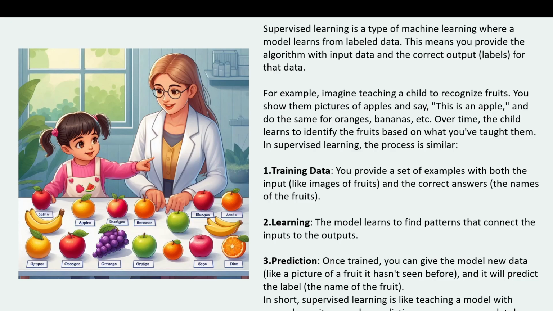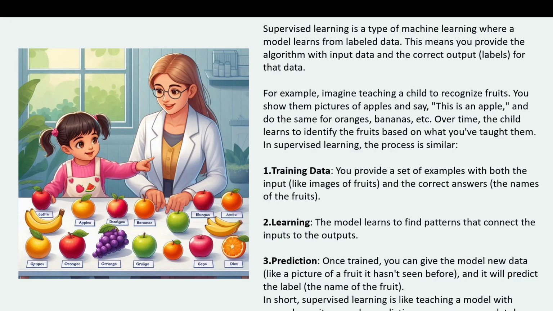Just take an example. Imagine teaching a child to recognize fruits. You show them pictures of apples and say this is an apple, these are oranges, bananas, etc. Over time, the child will learn to identify the fruits based on what you have taught them. In supervised learning, the process is similar. As you can see in the picture, we have labeled data, apples, oranges, bananas, etc., and a child is being taught to identify this data.